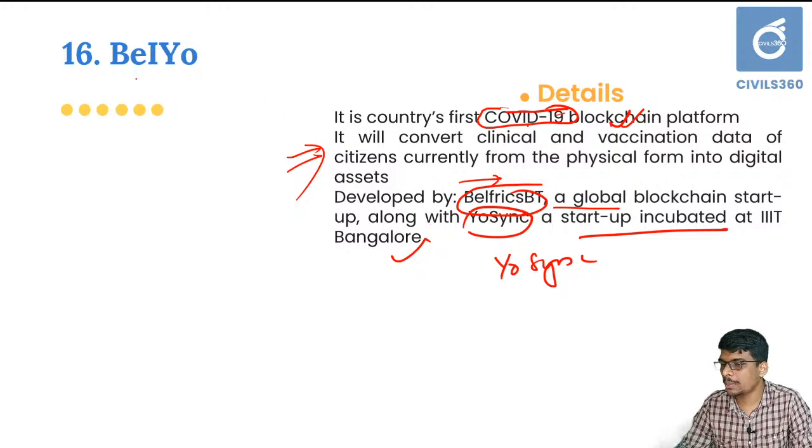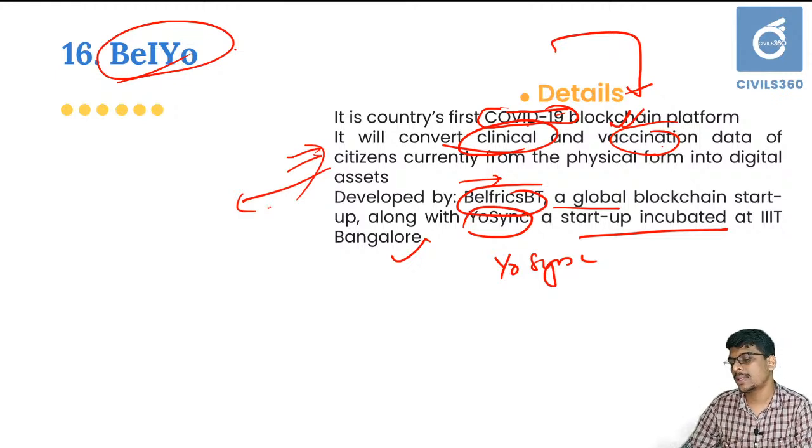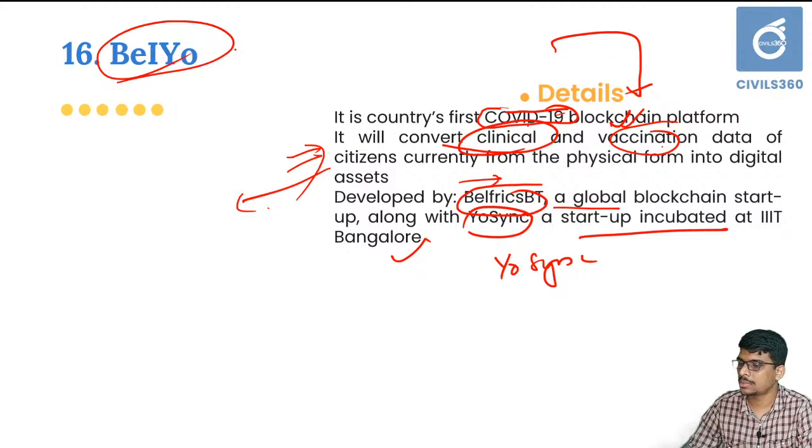That is, BIO focuses on developing a blockchain platform for COVID related IDs. That is, they will convert the clinical and vaccination data of citizens directly from physical form to digital forms or digital assets, and these digital assets can be accessed by contact tracing apps like India's Arogya Sethu. Okay, it can be accessed by Arogya Sethu. That's the idea of BIO.